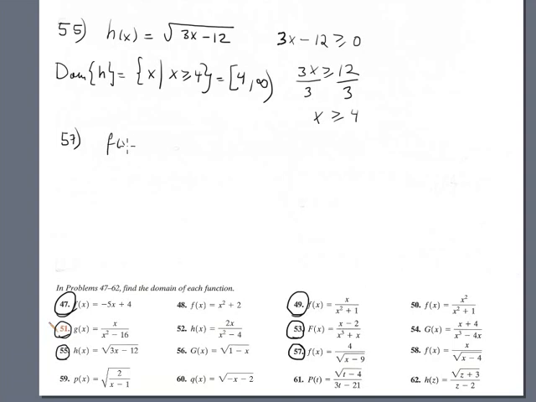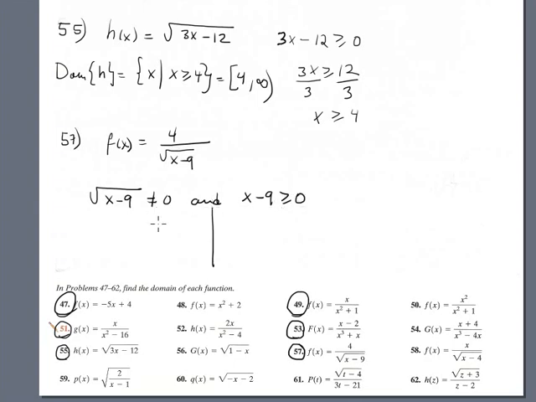Okay, 57 is f of x is equal to 4 over radical x minus 9. This is a combination because we have a fraction and we have a radical. The restriction is a compound restriction. When you set out the restriction, the expression in the denominator must be different to 0 and the expression inside the radical, x minus 9, must be non-negative.